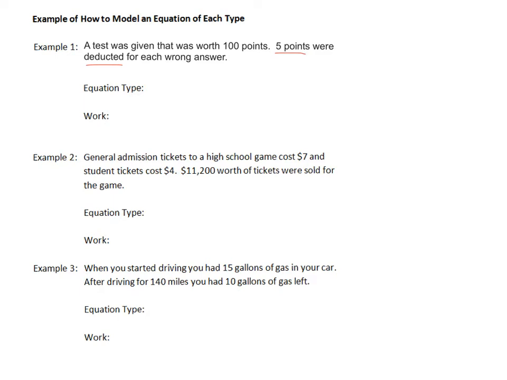Now, it also says that the test was worth 100 points. So if you think about that, what we're thinking about here is a starting amount, right? The test starts with 100 points, and then 5 points were deducted for each wrong answer. So this is pretty clearly an example of the type slope-intercept.